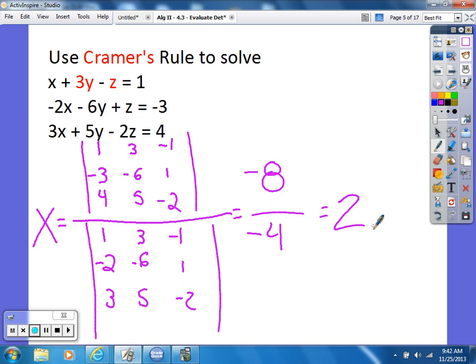Now, when you take your quiz on Wednesday, I'm not going to say find x. I'm going to say which of these is the correct setup for Cramer's rule for the letter x. And this will be one of the answer choices. That way I can make sure you set it up correctly.